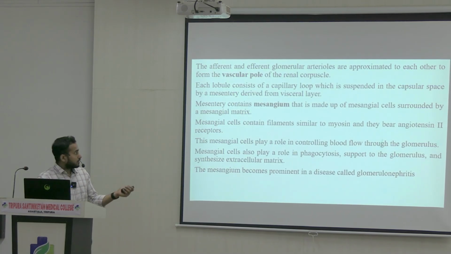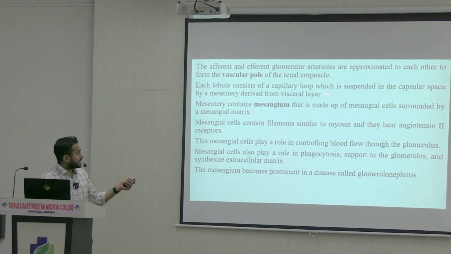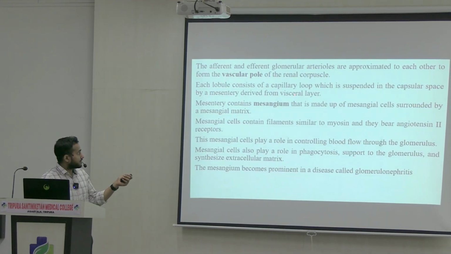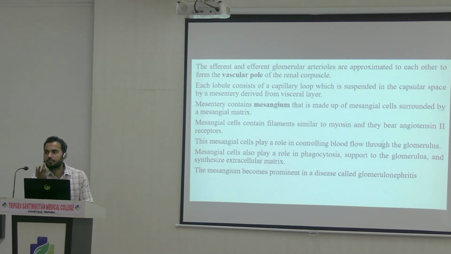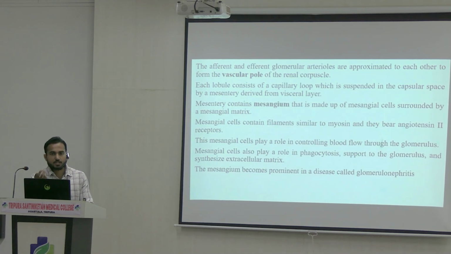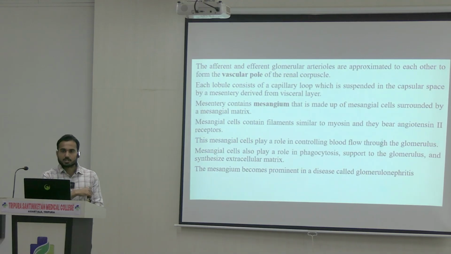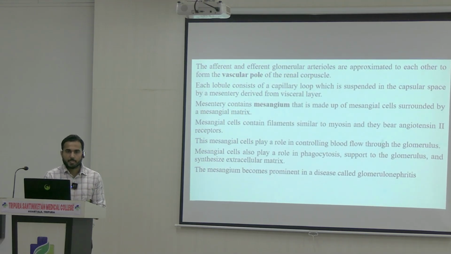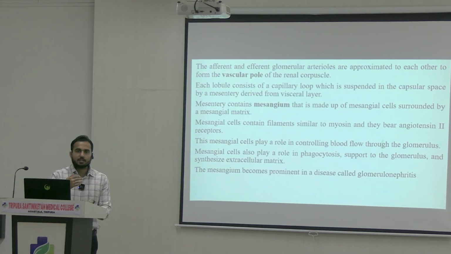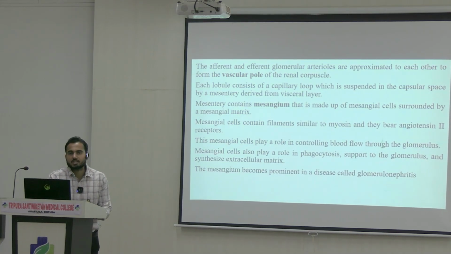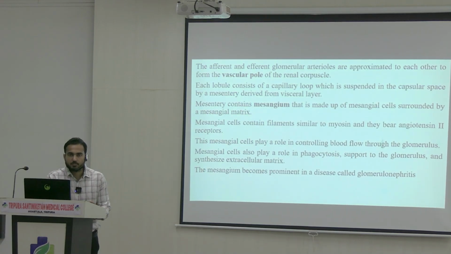Now each lobule consists of a capillary loop that is suspended in the capsular space by a mesentery from the visceral layer. See, here also a mesentery is present. I hope you remember the folds of the small intestine. They are supported by what? A peritoneal fold, called the mesentery. Here also, the tuft of capillaries needs a support, and that support is provided in the form of a mesentery, called the mesangium.